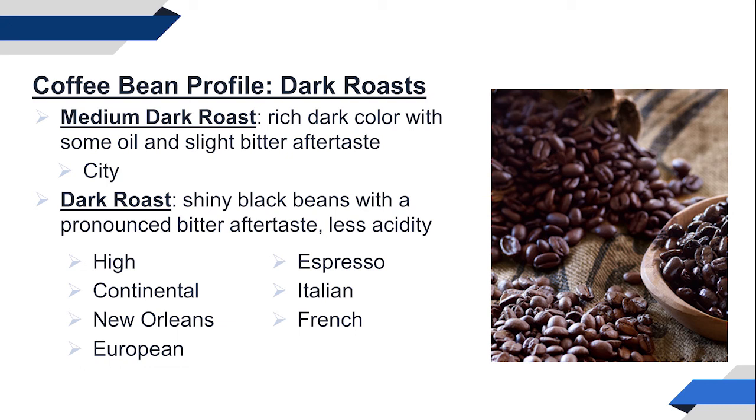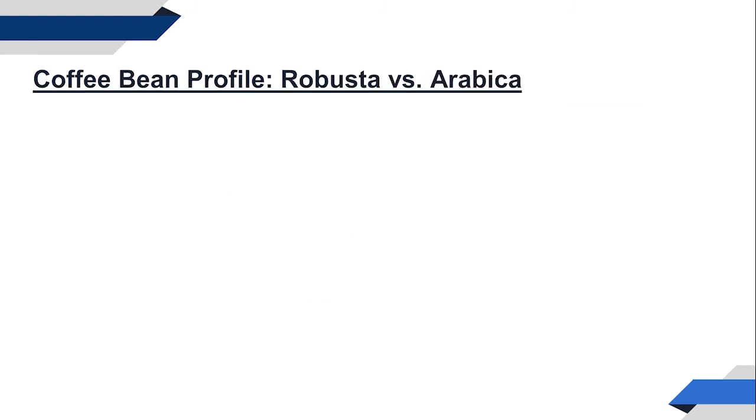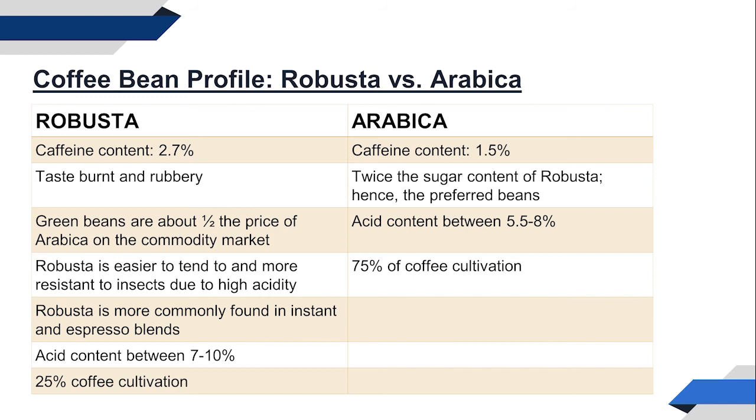Now, let us talk about the two kinds of beans that are most popularly consumed, the Robusta and the Arabica. The caffeine content in the Robusta bean is about 2.7%. It tastes a little burnt or rubbery. The green beans are usually about half the price of the Arabica because Robusta makes up about 25% of coffee cultivation. It's more commonly found in instant grind. It's just one where you need instant, your water, and some sugar, and you're ready to go. That's what we refer to as instant coffee.